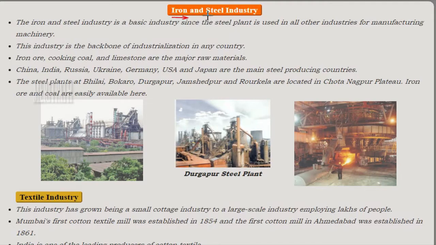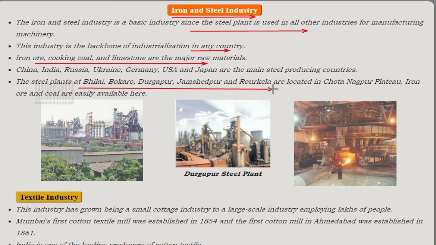Let us now discuss the iron and steel industry. The iron and steel industry is a basic industry since steel is used in all other industries for manufacturing of machinery. Iron ore, coal and limestone are the major raw materials. The iron and steel industry is the backbone of industry for any country. The steel plants at Bhilai, Bokaro, Durgapur, Jamshedpur and Rourkela are located in the Chota Nagpur plateau. Iron ore and coal are very easily available in these areas.